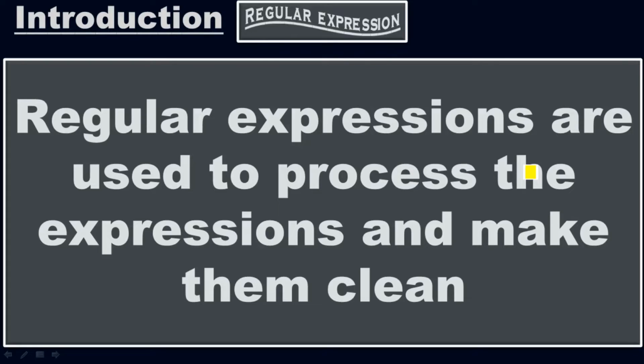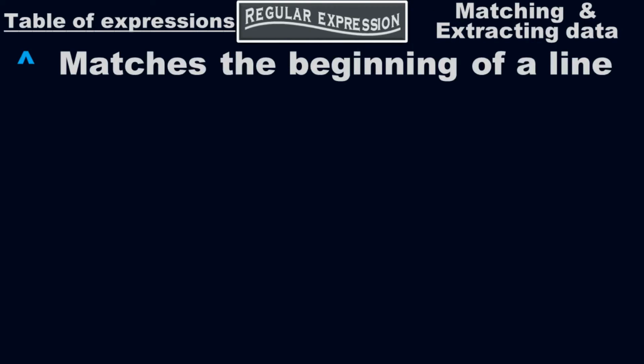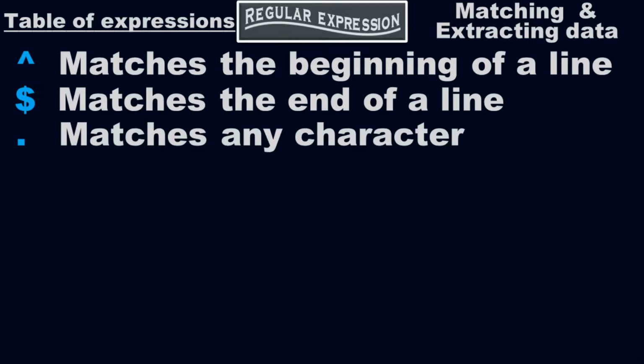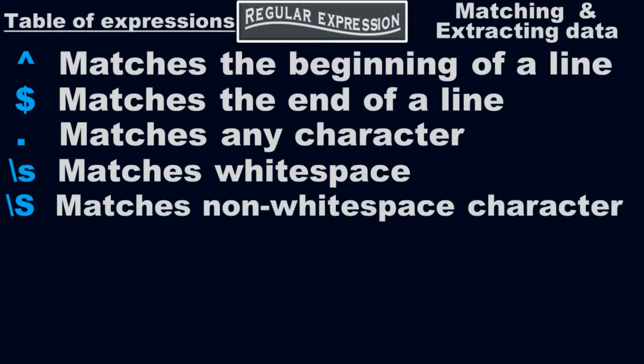Let me show you how many regular expressions we have. Table of expressions, matching and extracting data. This table of expressions will be used for matching and extracting any kind of data in the Python program. This symbol matches the beginning of a line. This dollar sign matches the end of a line. This dot sign matches any character. Backslash with a small s matches white space. Backslash with a capital S matches non-white space character.